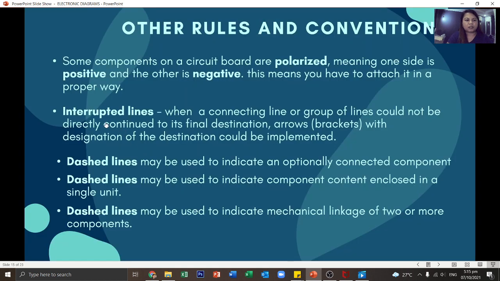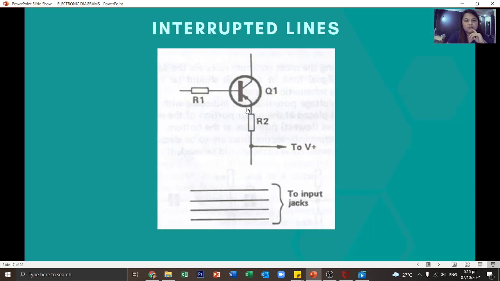Okay, let's go back to the other rules and conventions. There is also a rule for interrupted lines. This means when a connecting line or group of lines cannot be directly continued to its final destination, maybe because there is not enough space, arrows or brackets with designation of the destination can be used. Like this first picture.